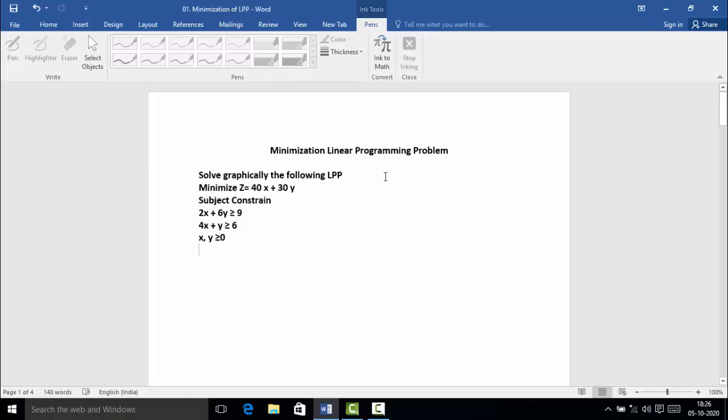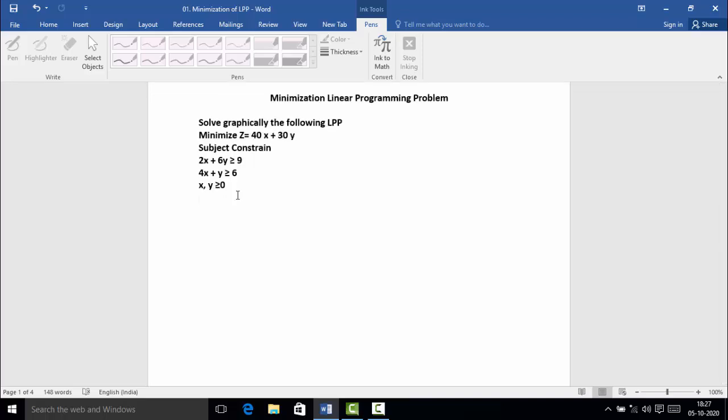Hello everyone, in this video we are going to solve the minimization LPP with the help of the graphical method. Now look at the problem: solve the following LPP with the help of the graphical method. Minimize the objective function z equal to 40x plus 30y, and there are two constraints. The first constraint is 2x plus 6y greater than or equal to 9, and the second is 4x plus 5y greater than or equal to 6, and the decision variables x and y are greater than or equal to 0.